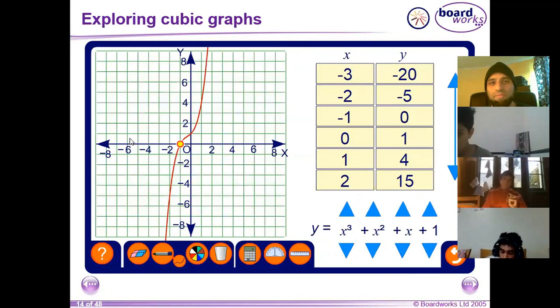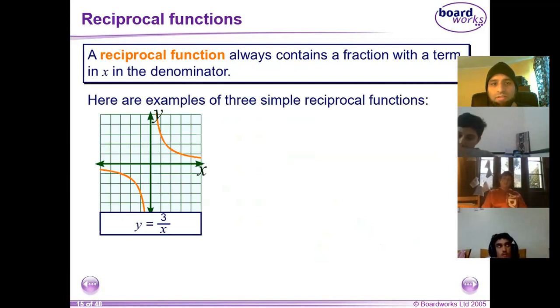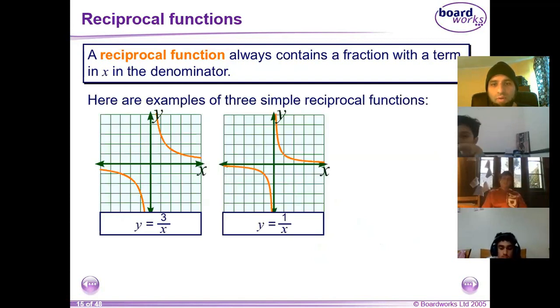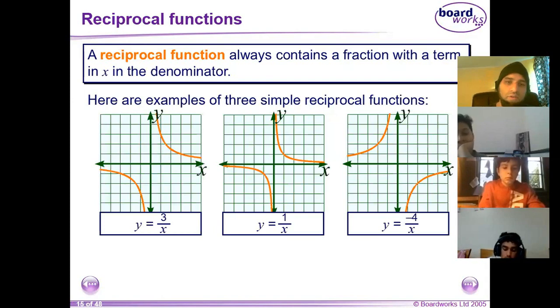So the next one, we call it a reciprocal function. A reciprocal function always contains a fraction with the term x in the denominator. That means x is at the bottom. So look, y equals 3 over x, y equals 1 over x, y equals minus 4 over x. A reciprocal function always has a shape like half of a C. You look at this over here, this is half of a C. If you carry it on, you'll make a C. It can be half of a C the right way around, or half of a C upside down. Again, half of a C.